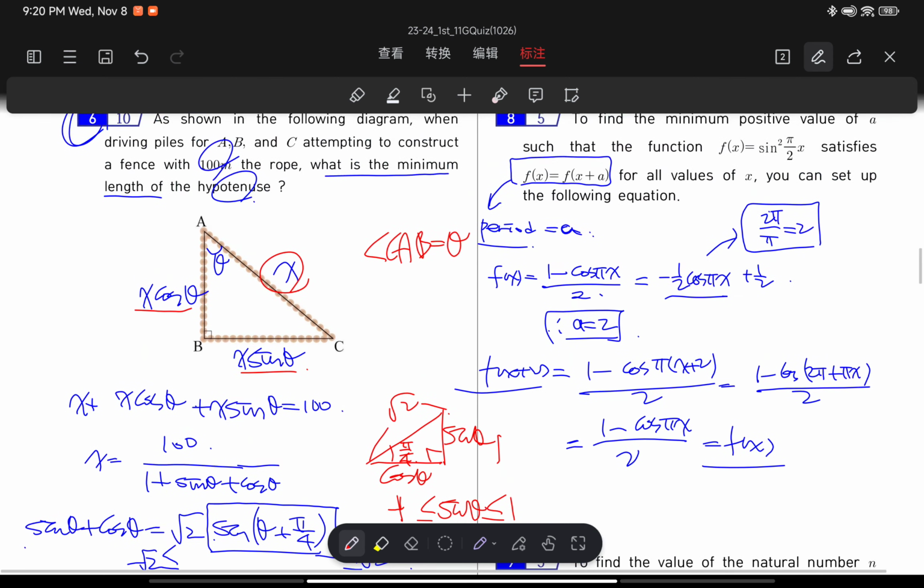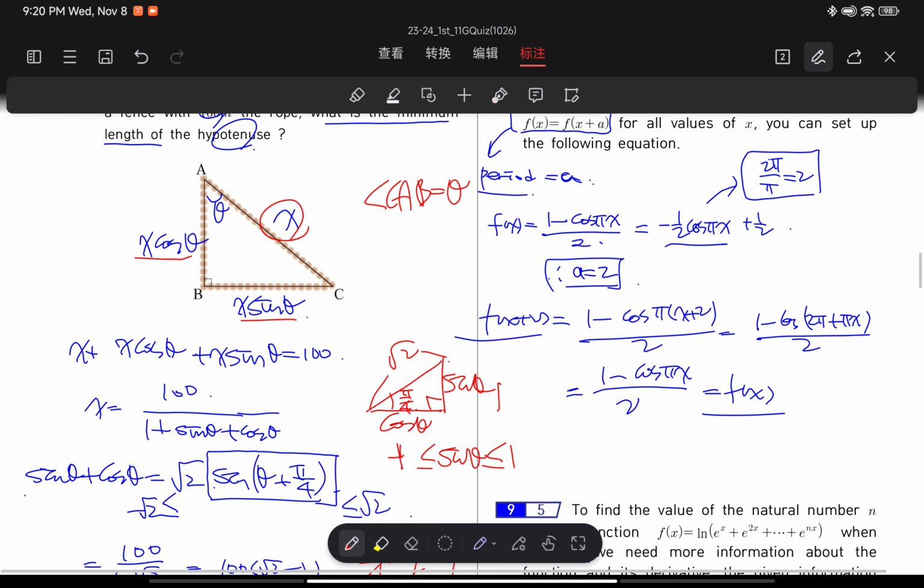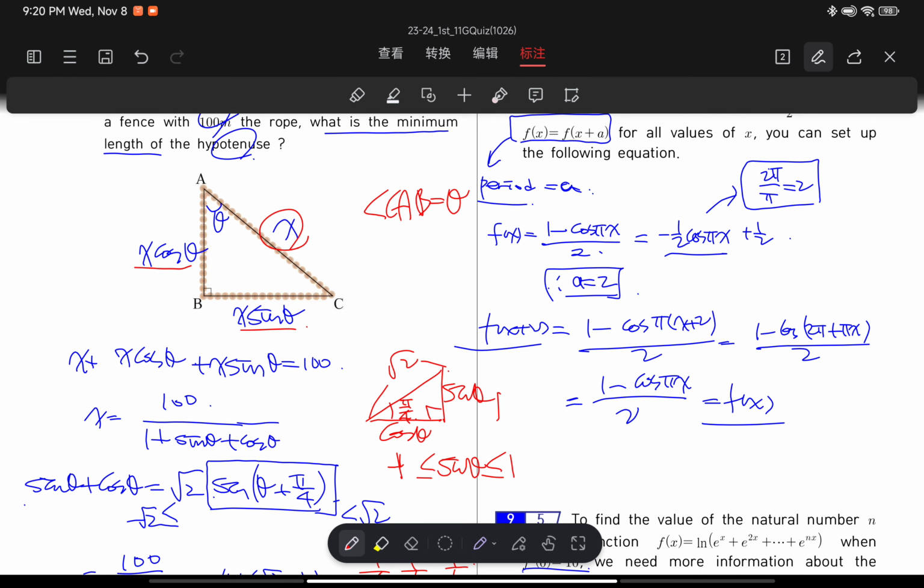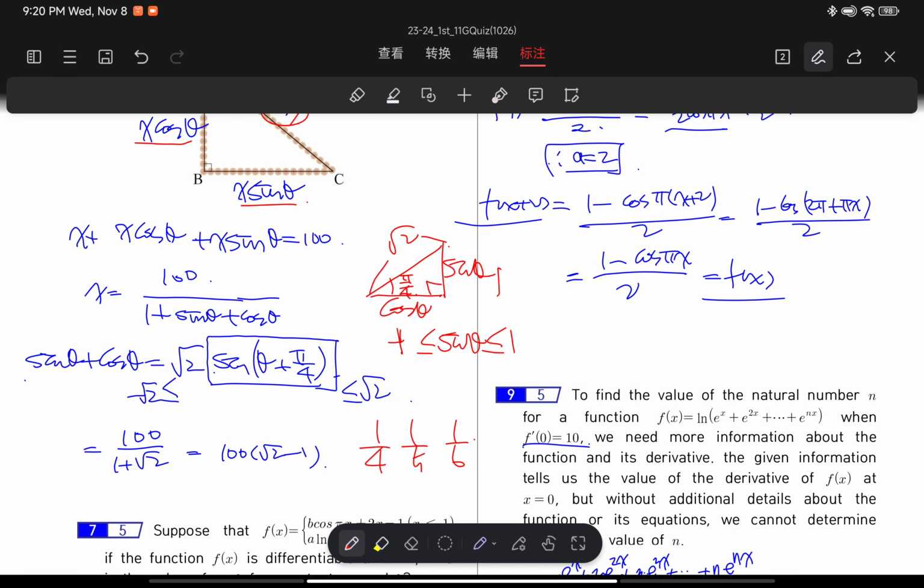So I want some minimum length of the hypotenuse. Even though we want the minimum value of x, that also means the maximum value of the denominator. So the maximum value of the denominator is 1 plus square root 2. So 100 divided by 1 plus square root 2 equals 100 times square root 2 minus 1.